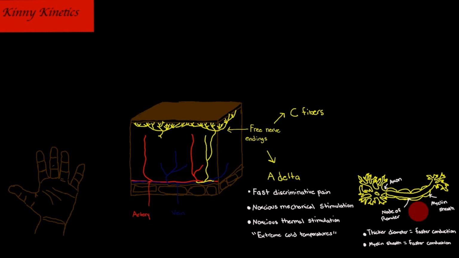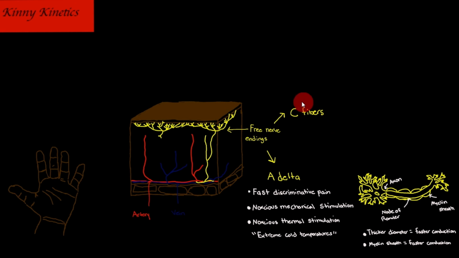This is why we are able to process pain so quickly when we touch a hot stove, like in the example in the animation, or when we stub our toe on the side of the bed. A delta fibers have a quick conduction rate with their thick diameter and myelin sheath, which allows the signal to be processed in the brain quickly.